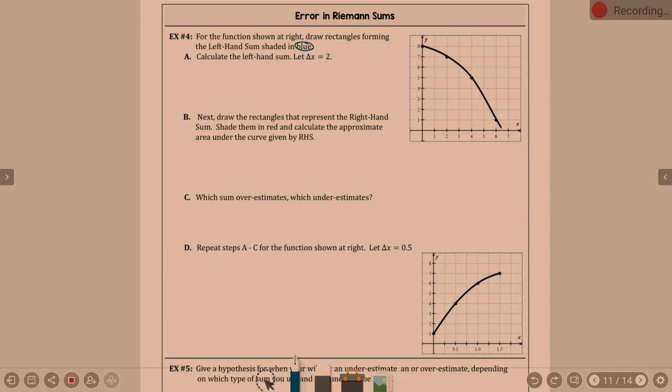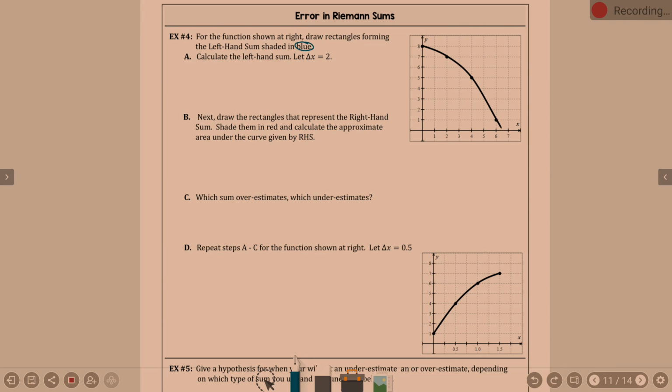Okay, for the function shown at the right, draw rectangles forming the left-hand sum, shaded in blue. I'm going to outline them in blue as opposed to shading, because we also have to do red rectangles on here later, and I can't do that with a blue pencil. So, left-hand rectangles. And it does say let delta x equal 2.